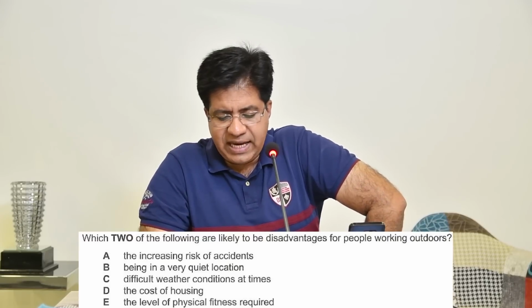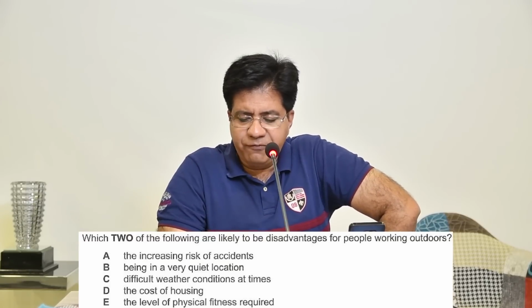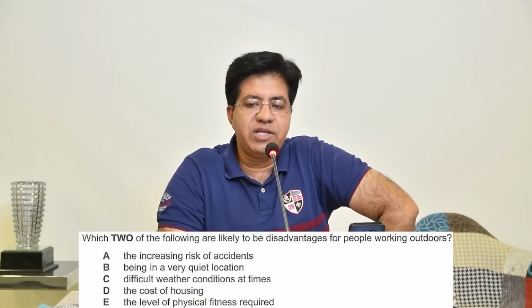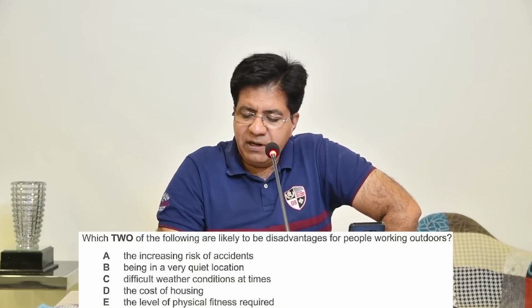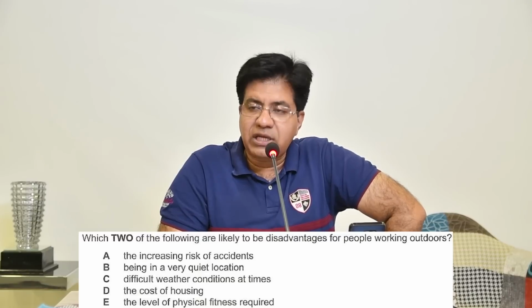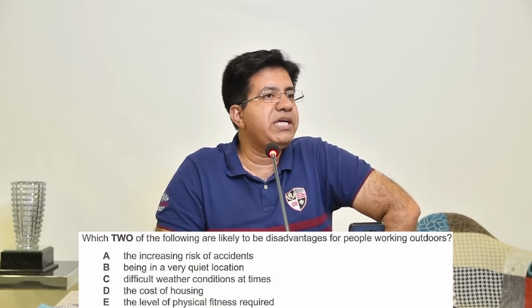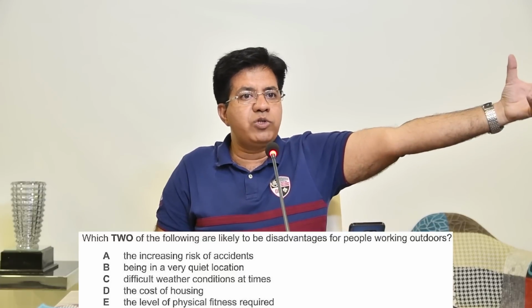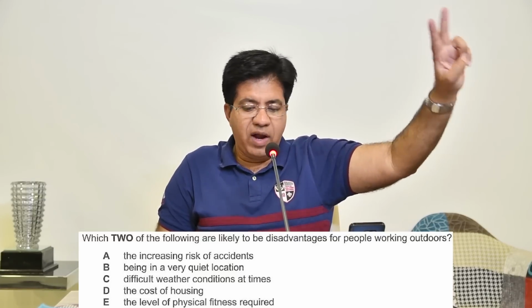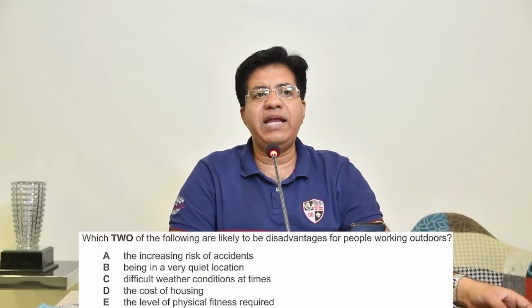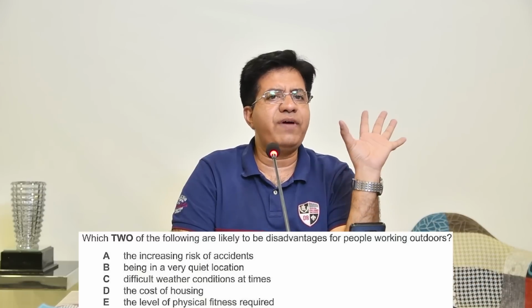Questions 13 and 14. Choose two letters A to E. Which two of the following are likely to be disadvantages? Underline disadvantages, for people working outdoors. Outdoors means in the open air. They're talking about agriculture. So people are working outdoors, outside. What are two disadvantages for them? Increasing risk of accidents. Just underline risk of accidents.